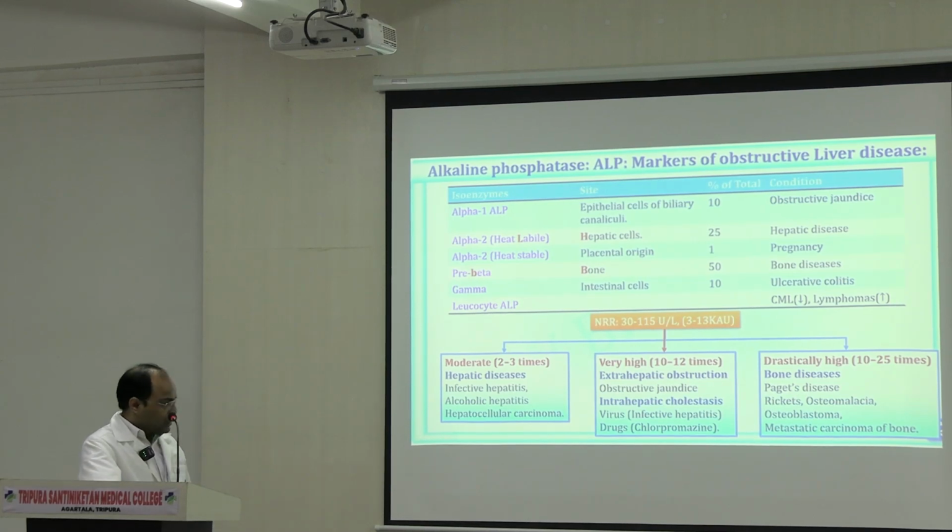A drastically increased level is found in bone diseases like Paget disease, rickets, osteomalacia, osteoblastoma, and metastatic carcinoma of bone. Suddenly it increases because of metastasis. The alkaline phosphatase level gets increased, so the pre-beta fraction gets increased.